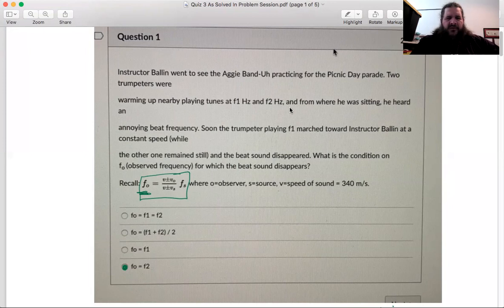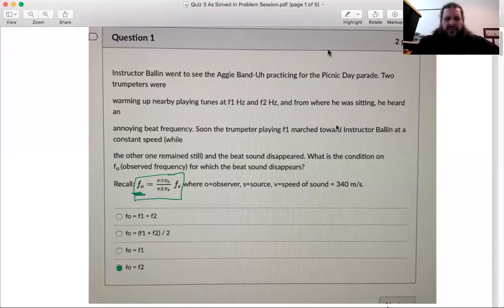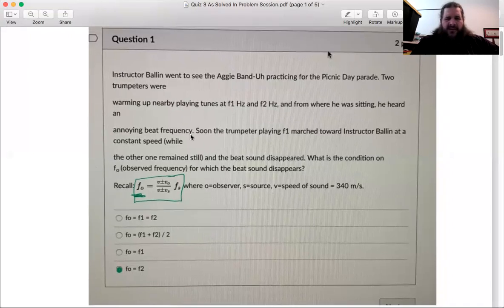So we have 2 different frequencies, but then one of the trumpets starts moving towards the listener while the other one remains still. And what's the condition on observed frequency for which the beat sound disappears? So what has to be true in order to not hear beats?